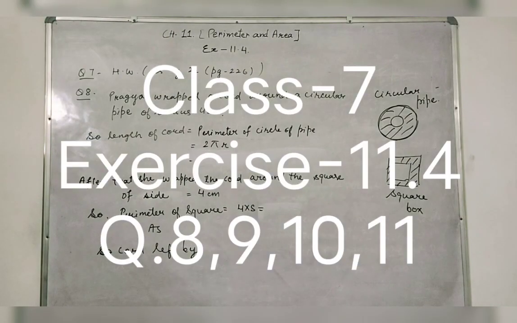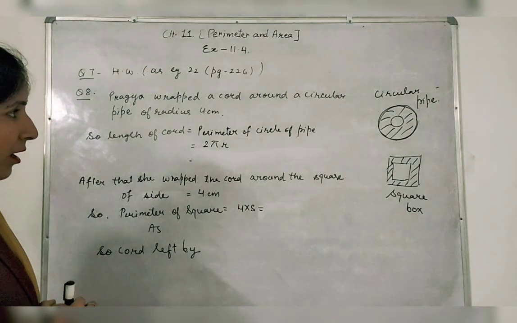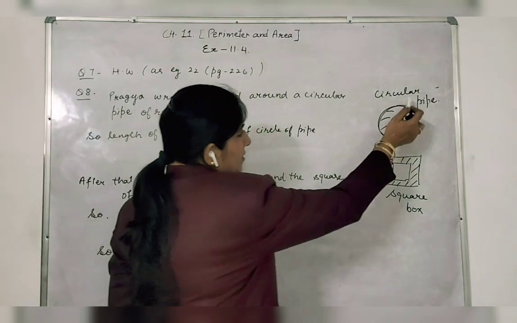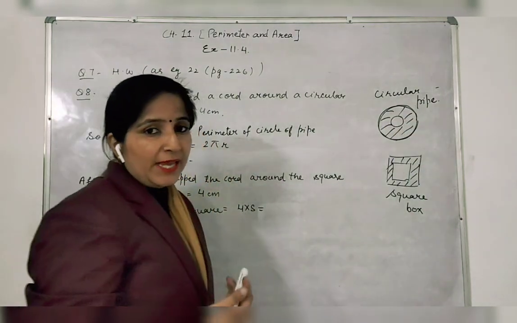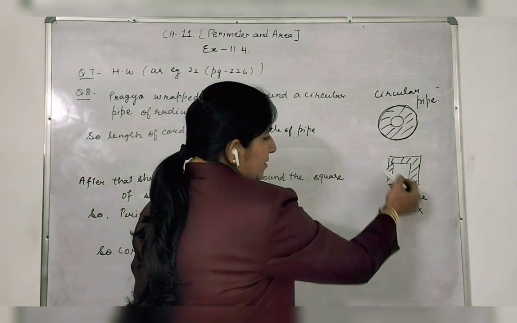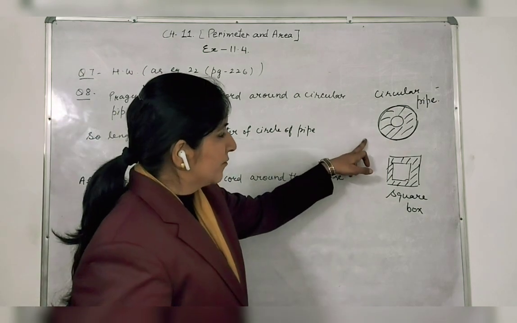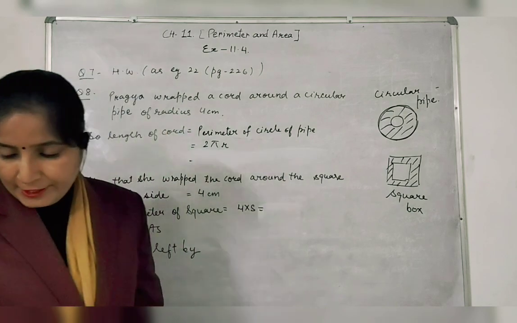Question number 8, students. In this question, it is given that there is a girl, Pragya, who is wrapping a cord around a circular pipe, taking only one round. And the same cord she is wrapping again on the outside of the square box. And the measurement of the radius of the circular pipe and the side of the square ring is provided to us.